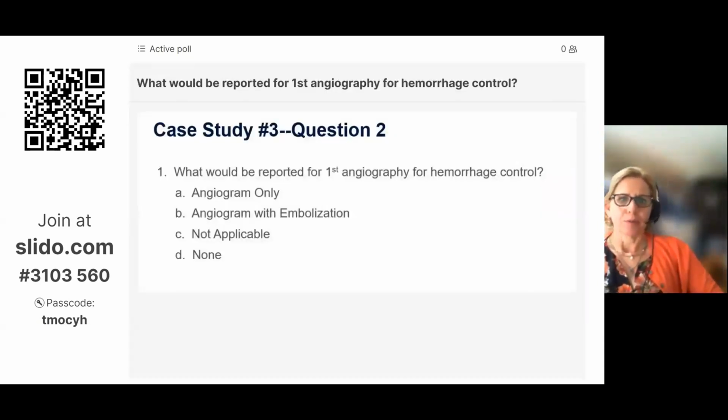All right, what would be reported for first angiography for hemorrhage control? We have angiogram only, angiogram with embolization, not applicable, or none. Remember, we went in there, they just looked around. They did get blood within that first 4 hours.